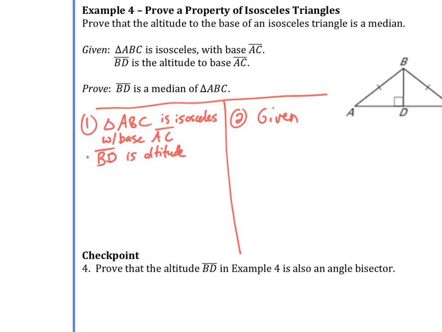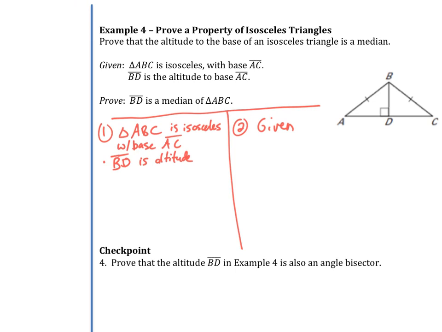All right, so we're trying to prove that BD is a median. So given that it's an isosceles triangle, you can see up here in the top that those 2 blue segments are congruent. So we would say, all right, well, AB is equal to BC, and that is by definition of isosceles.